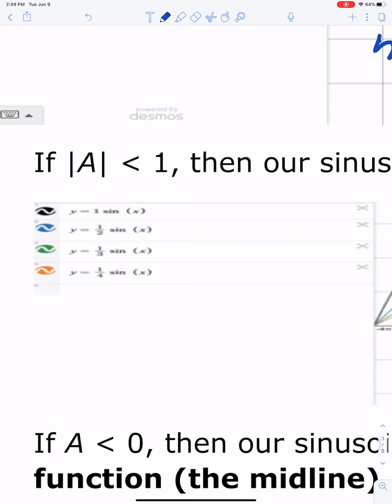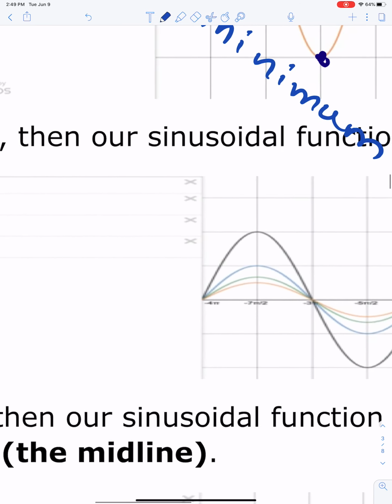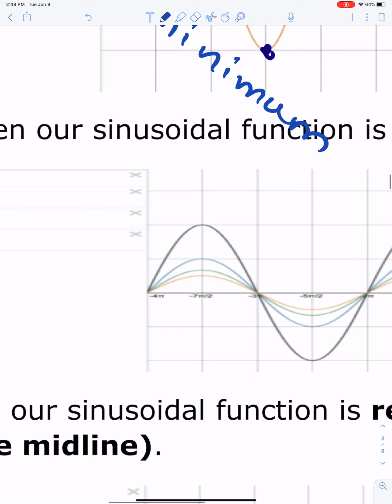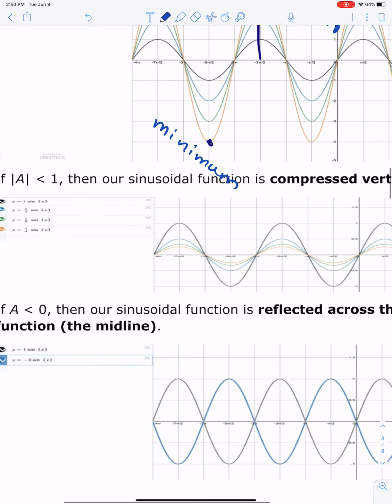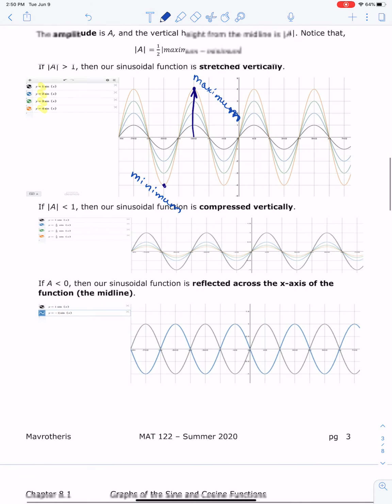Notice here that the black curve is still 1 sine x. Now our blue curve is 1/2 times the sine of x. Our green curve is 1/3, and our orange curve is 1/4. So it's taking that output, it's multiplying by that fraction. This is going to be a vertical compression, right? It's not going up and down as much as the normal.